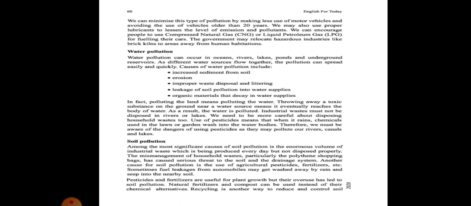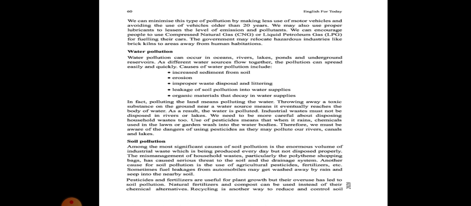Okay, we can minimize this type of pollution by making less use of motor vehicles and avoiding used vehicles older than 20 years. That is, no vehicles of more than 20 years have the authority to run on the road, but unfortunately we have to see these types of vehicles on our roads in the city. We may also use proper lubricants to lessen the level of emission of pollutants. We can encourage people to use compressed natural gas, we know this in short form, CNG, or liquid petroleum gas, LPG, for fueling their cars. The government may relocate hazardous industries like brick kilns to areas away from human habitats.